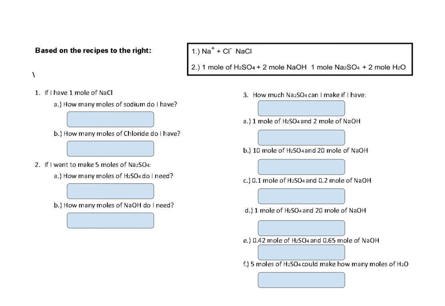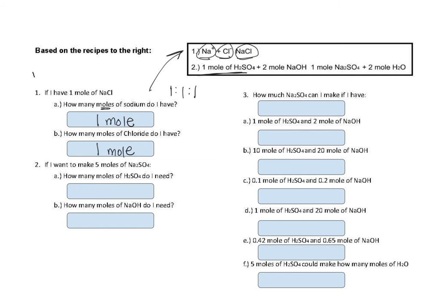All right, let's try the same thing with some chemistry now. If I have a sodium ion plus a chlorine ion, that gives me sodium chloride. In other words, if I have 1 mole, how many moles of sodium do I have? And we're referring to this up here. My ratio is 1 to 1 to 1. So my sodium, I have 1 mole. How many moles of chloride do I have? 1 mole.